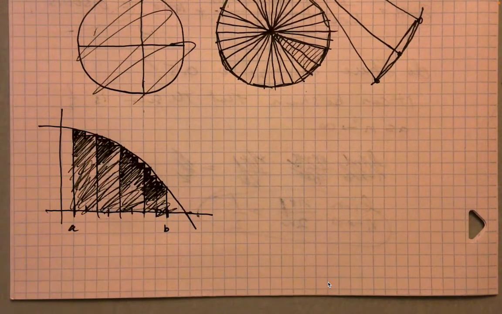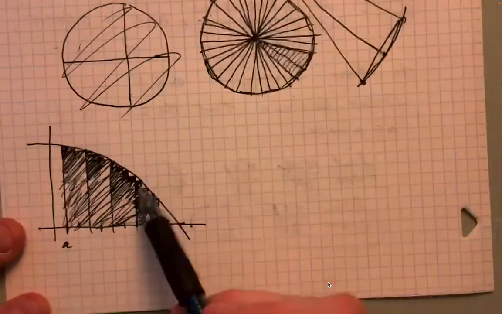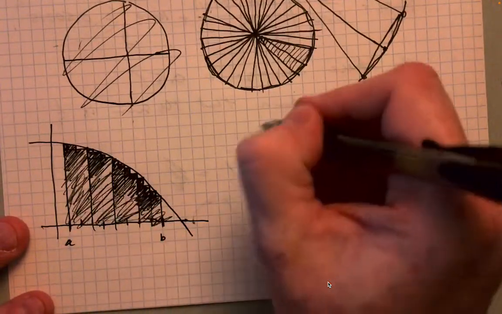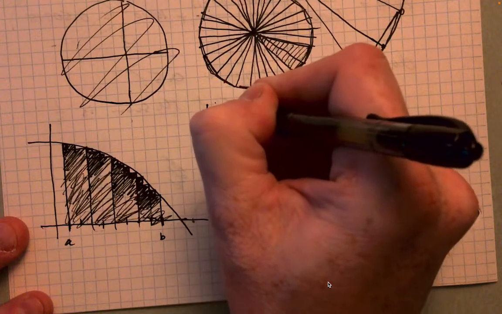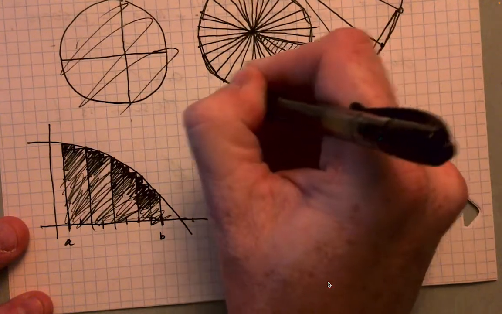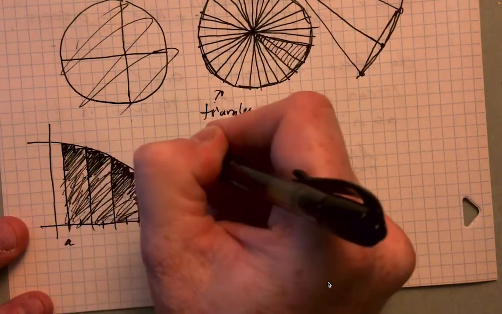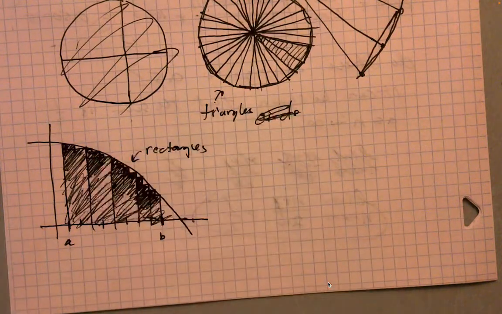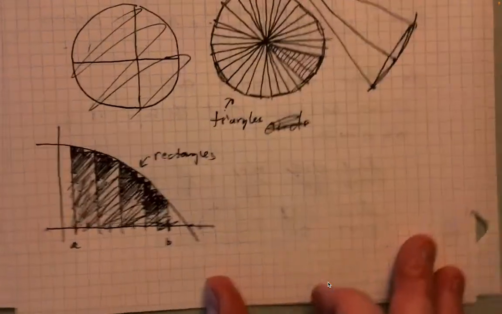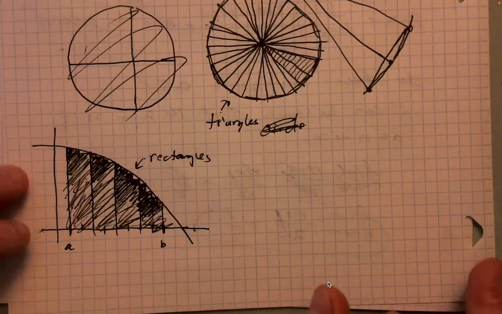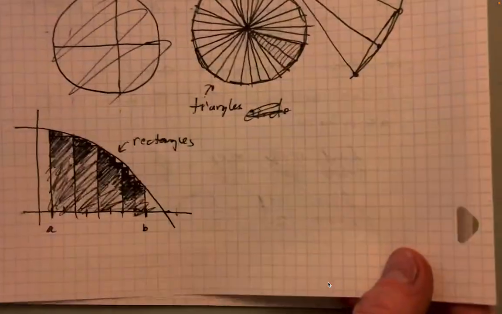Okay. So this is the same idea as what we saw with the circle. It's just here we're using rectangles, and there we used triangles, to approximate our area. All right, so that's the background idea of finding the area using the method of exhaustion.